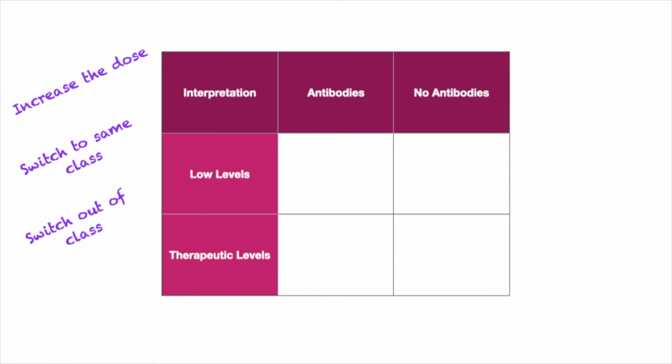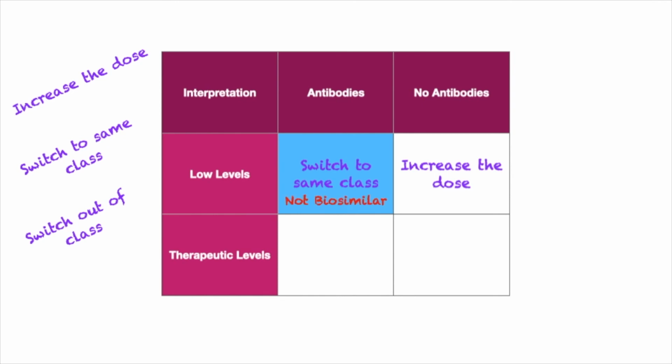If we find out there are no antibodies and a low level of medication, then increasing medication may be helpful. If we have antibodies and a low level of medication, then switching medication is going to be needed. The 2 key points are, number 1, we can switch within the same class since they are not immune to the whole class, just one agent. And 2, due to the nature of biosimilars, if you are immune to the originator, then you are immune to the biosimilar and vice versa.